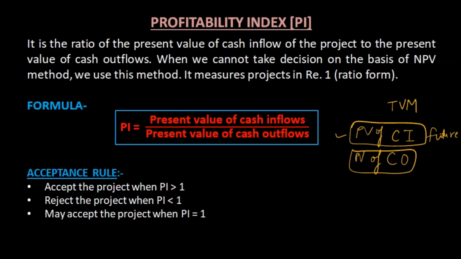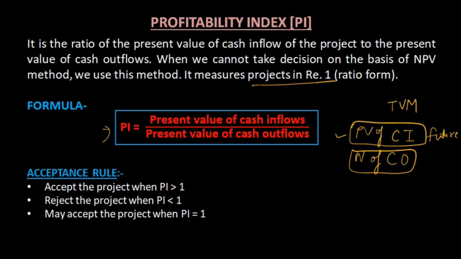You can see the formula: present value of cash inflow divided by present value of cash outflow. So very simple. Only find out the present value of all inflows, then divide it by the present value of outflow. That's it. So it measures all the projects in rupee 1 form. We cannot use the net present value method whenever we want a ratio, so we use this method in that case.